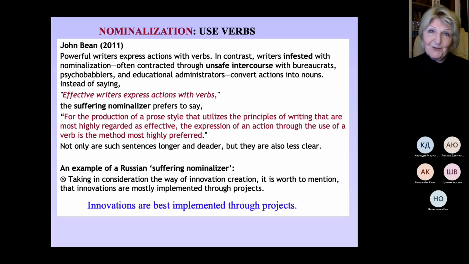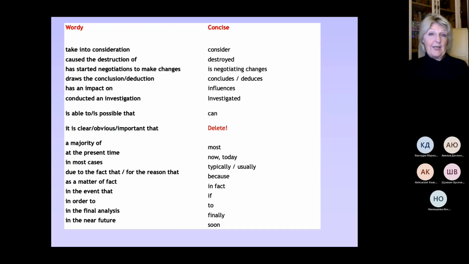So try to do it in Russian as well. You can translate John Bean into Russian, and you will have it the same way. Удачные умные писатели выражаются глаголами. It's short. And you can try to translate the second sentence into Russian, and you will get the same nominalized horrible sentence.